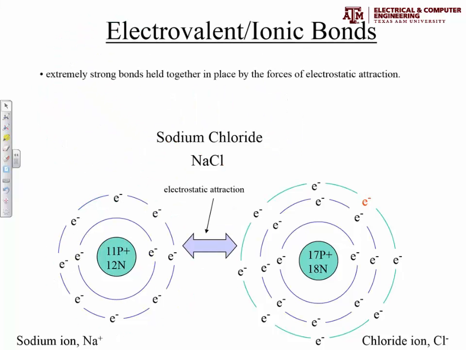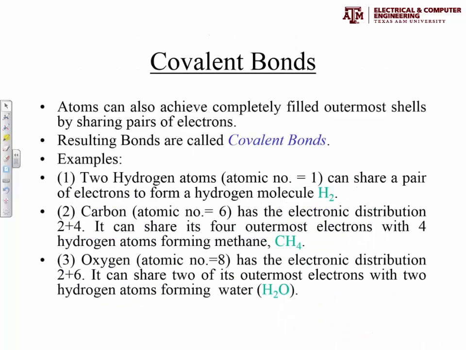This picture shows the formation of the electrovalent bond, or the ionic bond. It's an extremely strong bond that is held together in place by the forces of electrostatic attraction between the 2 oppositely charged ions. This is the formation of sodium chloride, or common salt. You can think of a lot of other examples where the same kind of thing happens. However, in organic chemistry, covalent bonds are a lot more important.